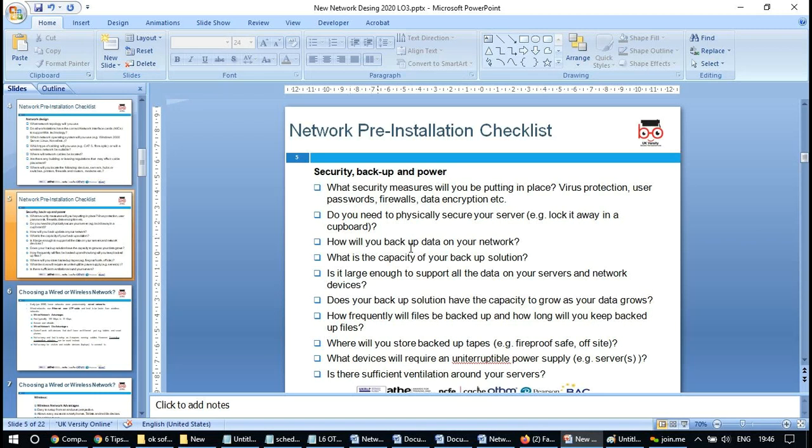And what devices will require an uninterruptible power supply? UPS is a must, as servers should never switch off for any reason, isn't it? And is there sufficient ventilation around your servers? Computers produce lots of heat, especially the servers. Is there any ventilation? Is there any cooling system? We will also be covering that in the next slides.